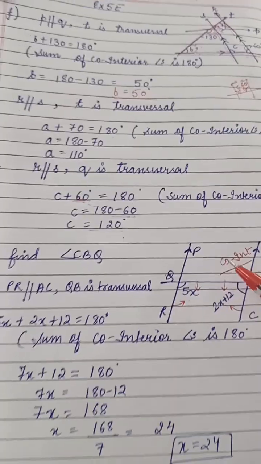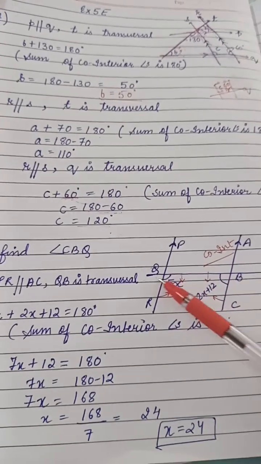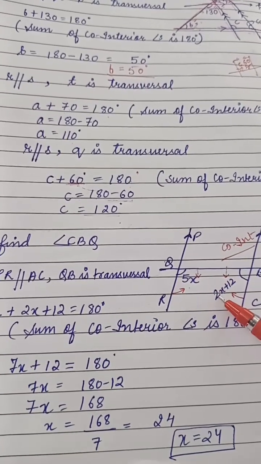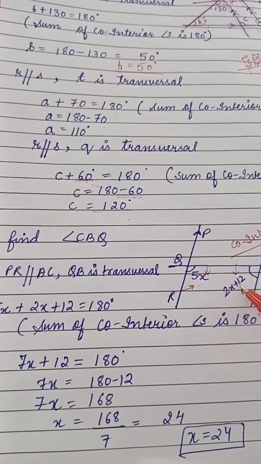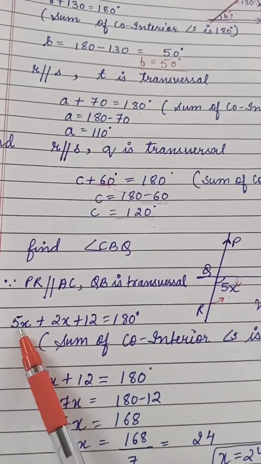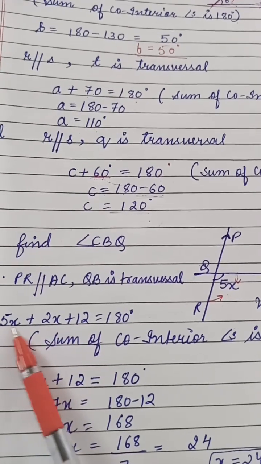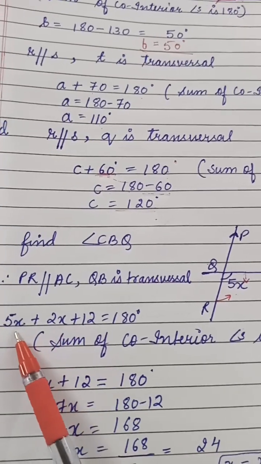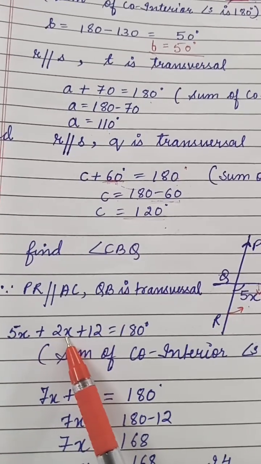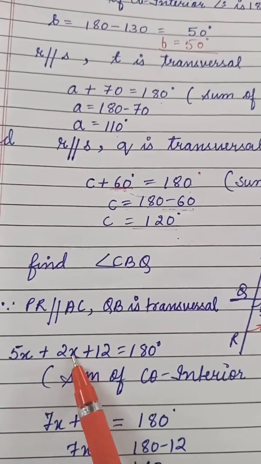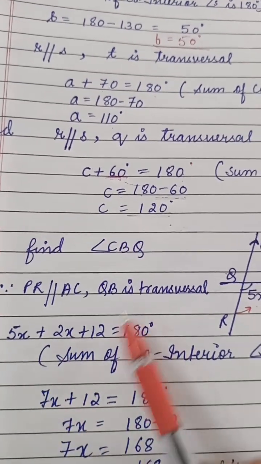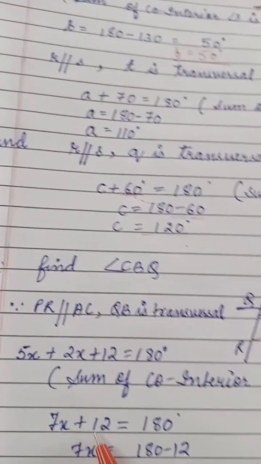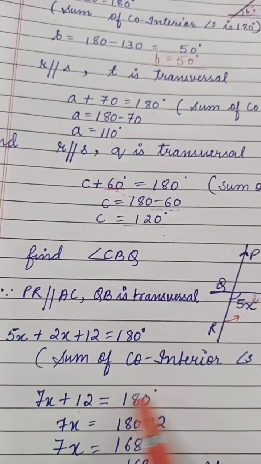This is what we have to write. PR is parallel to AC and QB is the transversal. 5x plus 2x plus 12, the sum of co-interior angles, equals 180. Add these two like terms. This has the variable x and this has the variable x. We are going to add the numbers: 5 plus 2 is 7x. Plus 12 will be as it is because it is not a like term. This is a variable and this is a constant, equal to a constant number.